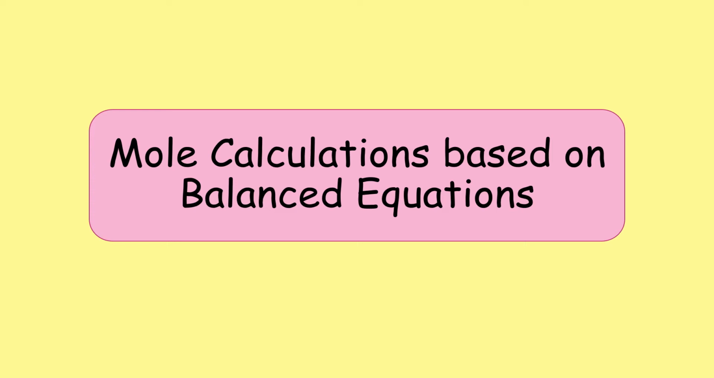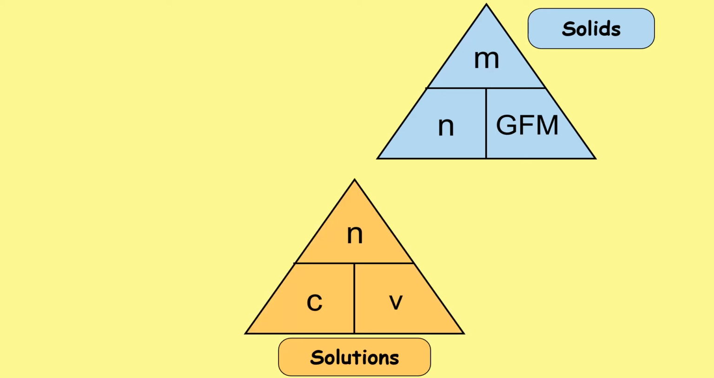Okay, so this should be a quick summary video on how to do mole calculations based on balanced equations. Whenever it comes to these, you need to know your three triangles. From Nat 5, you know that the number of moles of a solid is equal to the mass divided by the GFM. From Nat 5, for solutions, you know that the number of moles is equal to the concentration multiplied by the volume in litres.